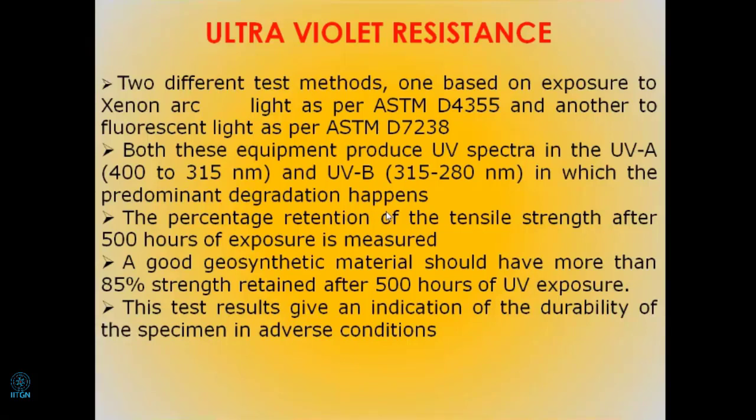Then what is the difference? The reduction in strength is what matters. For a good geotextile material, it should have more than 85% strength retained after 500 hours of exposure. It means the strength should not be reduced by more than 15% after 500 hours exposure to the UV rays in the xenon arc or fluorescent light as per the different ASTM methods. So we have to be very sure that our sample passes if it retains tensile strength of more than 85% of the original sample.